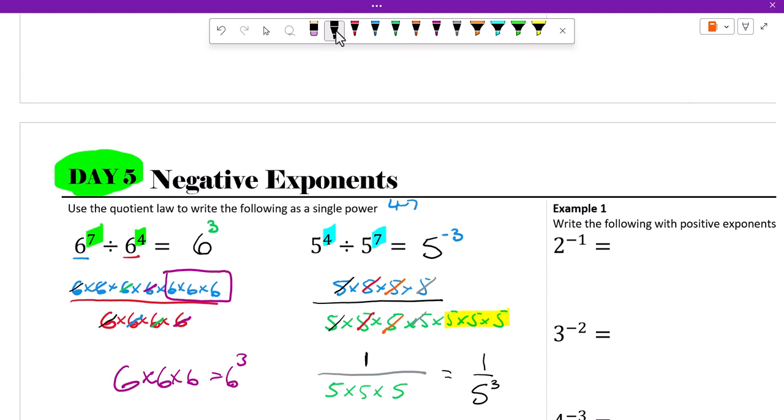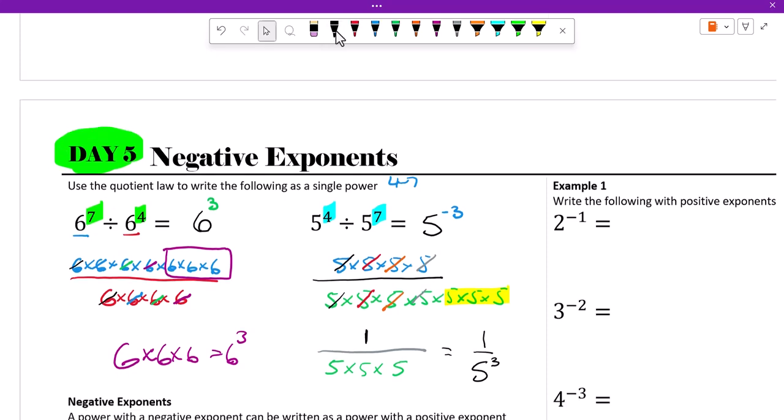So if you have a negative exponent, this is not 100% true, but for now, a negative exponent means your repeated multiplication is actually in the denominator. Positive exponents, you still have the repeated multiplication, but it's in the numerator like we're used to. All right?